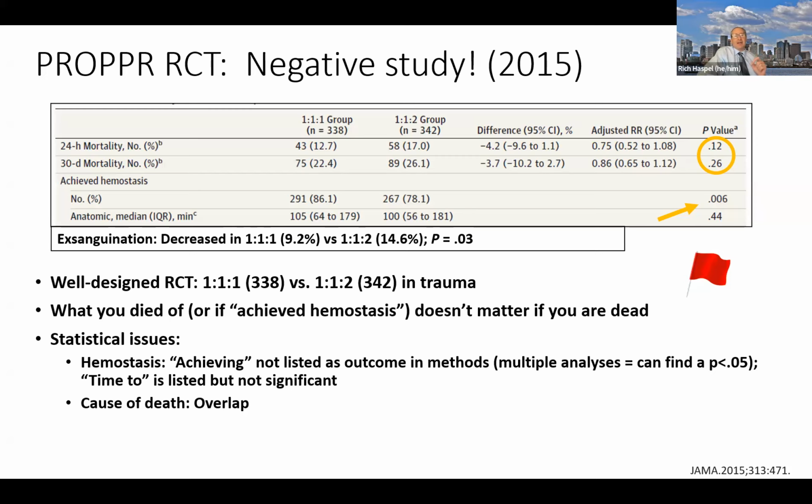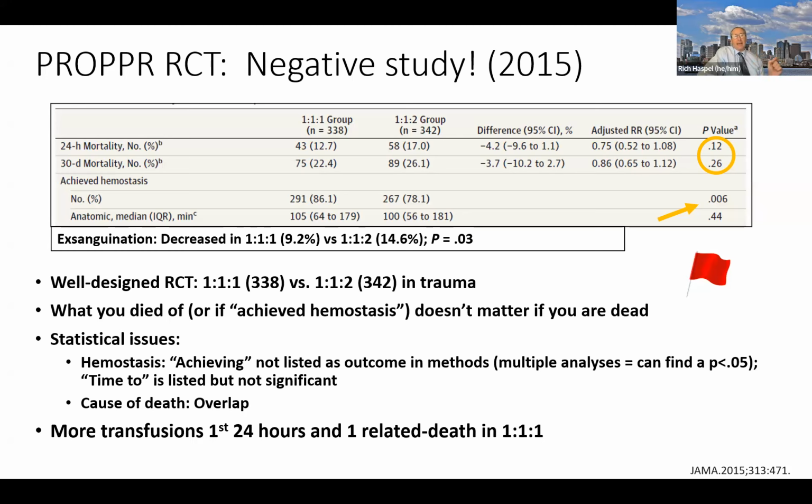They might say they died of exsanguination, but some of those also had traumatic brain injury. So it's hard to say what they died of. And the people in 1-to-1 got more transfusions. Also, anyone who says this shows at least it's not harmful, it's not correct. It wasn't powered to detect harms. So the bottom line is everyone pushing for 1-to-1, there's a randomized trial showing it doesn't make a difference between 1-to-1 and 1-to-2.